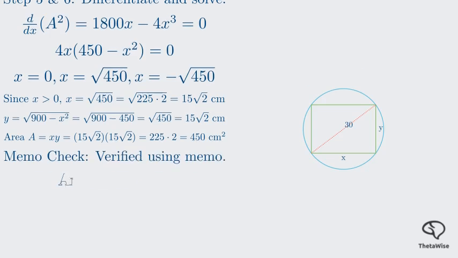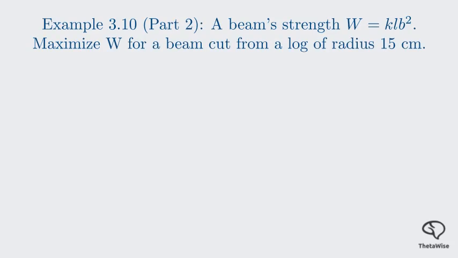Let's check the memo. It also states 450 square centimeters. Verified. Let's look at the second part of the same example, which is a classic application of this technique. You will now be able to maximize the strength of a beam cut from a log. The second part of the question talks about the strength of a wooden beam, denoted by W.